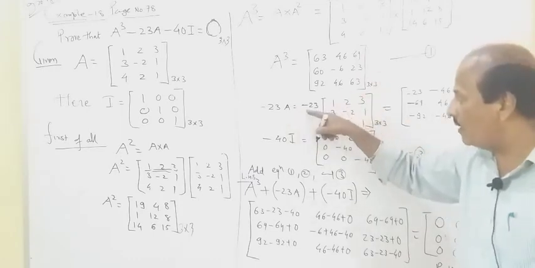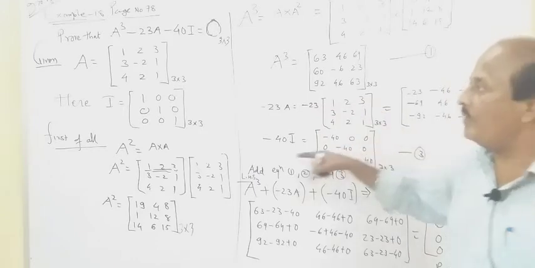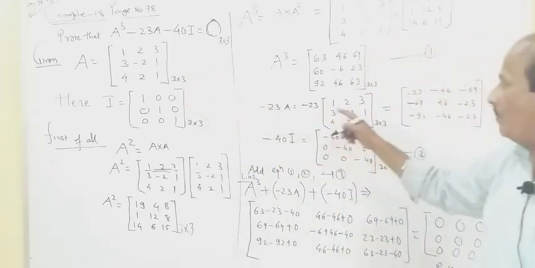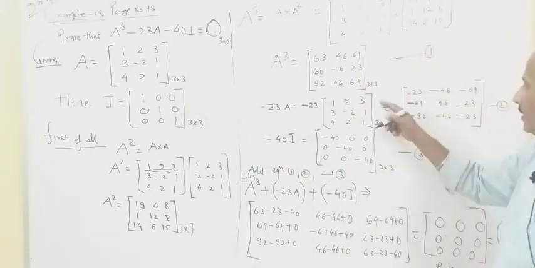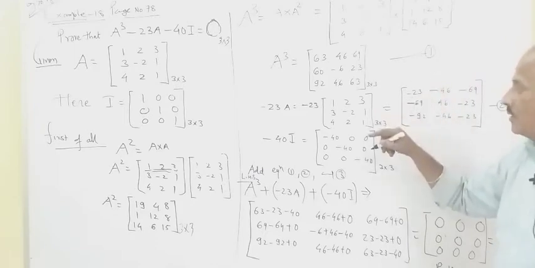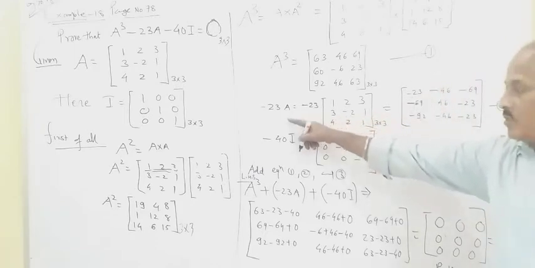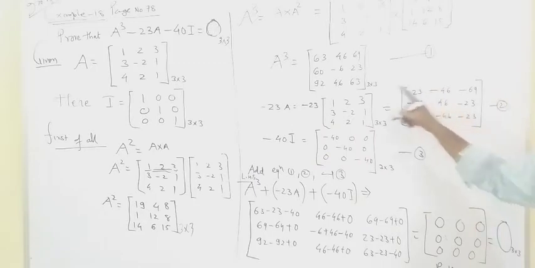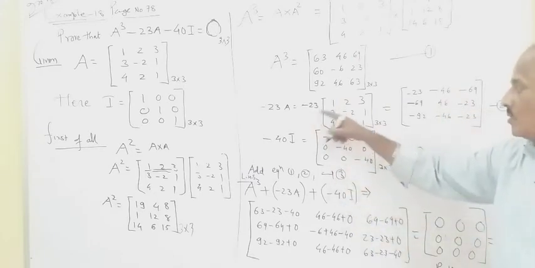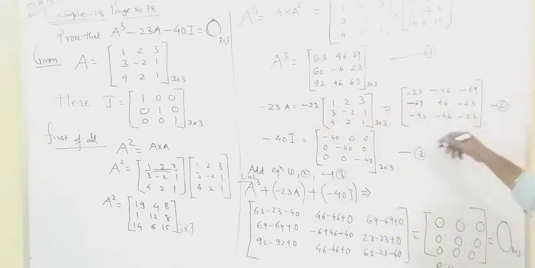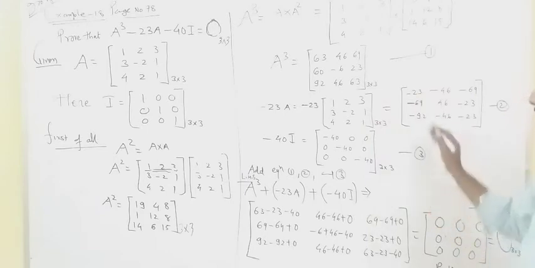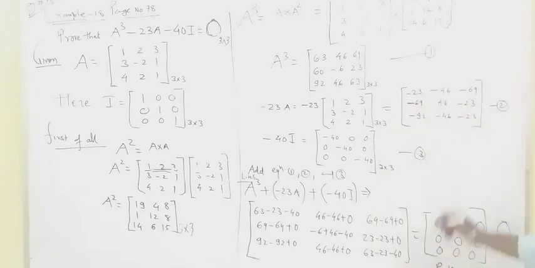So minus 23A is the scalar multiplication of a matrix. Multiply minus 23 with all the members of A. You are going to get a new matrix minus 23A of the type: minus 23 into 1 is minus 23, minus 23 into 2 is minus 46, minus 23 multiplied by 3 is minus 69. In that way you are going to get all the 9 members. You can name it expression number 2.